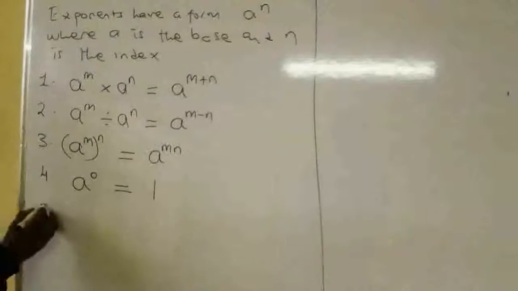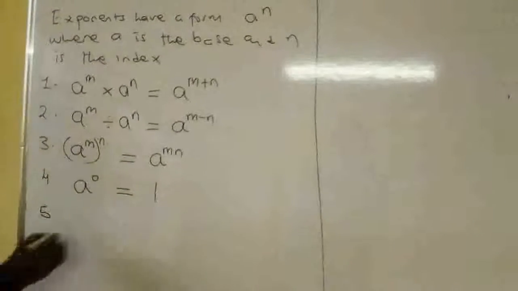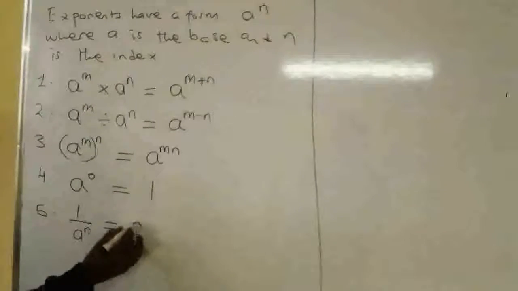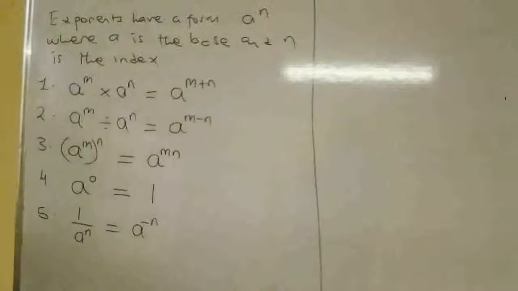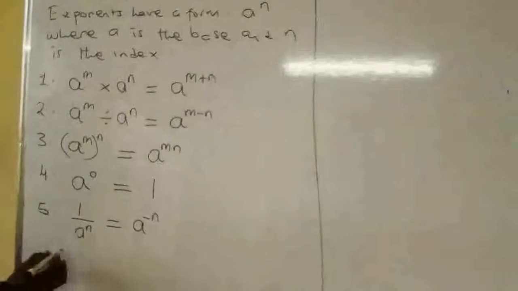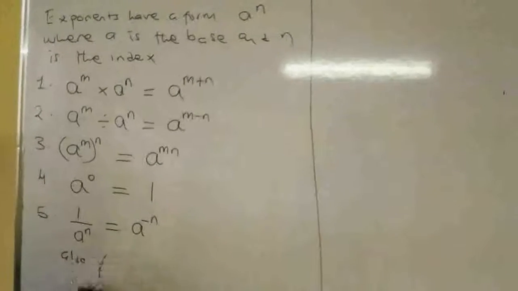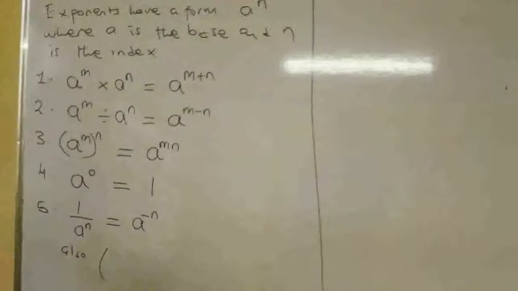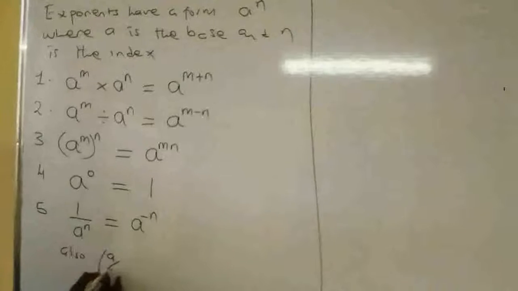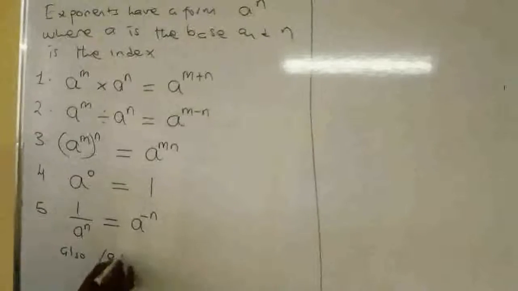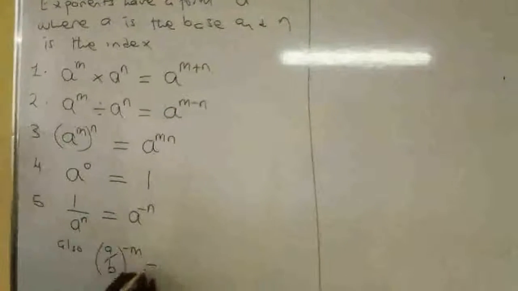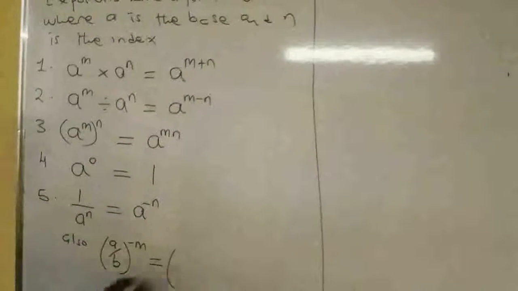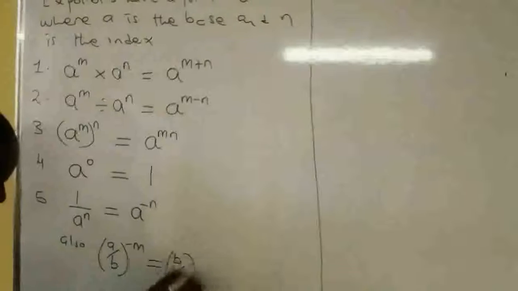The fifth one, rule number 5: 1 over a power n is the same as a power negative n. Also, we can put another rule within this one, which says a over b power negative m is the same as, you get the reciprocal there to make m positive, b over a power m.